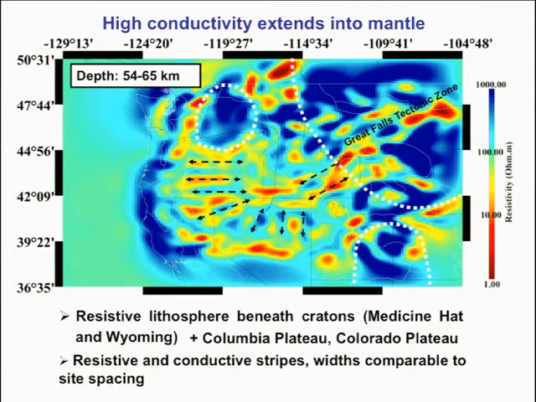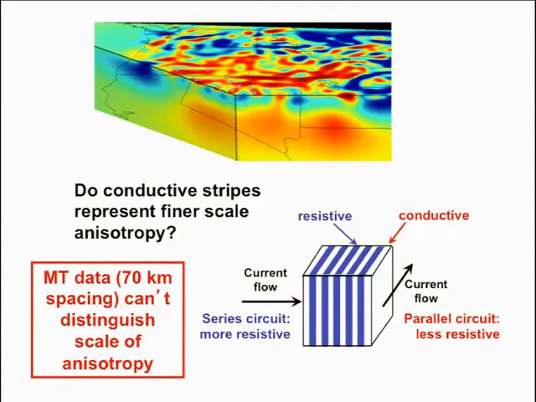Another thing to notice here is that the high conductivity seems to organize itself. The high conductivity seems to be interspersed with more resistive zones, and they seem to organize themselves in streaks and stripes, which are actually about the width of the station spacing. So it's a little bit hard to take seriously that those are necessarily structures that are resolved. It's entirely possible that these represent a much finer scale of anisotropy, which allows current to flow more easily in one direction as opposed to another direction. And with the current station spacing, we can't really distinguish that scale of anisotropy. So it could be down to the level of microscopic anisotropy.